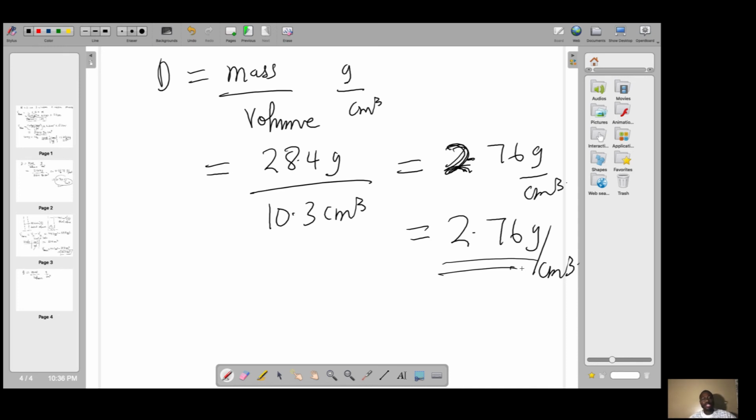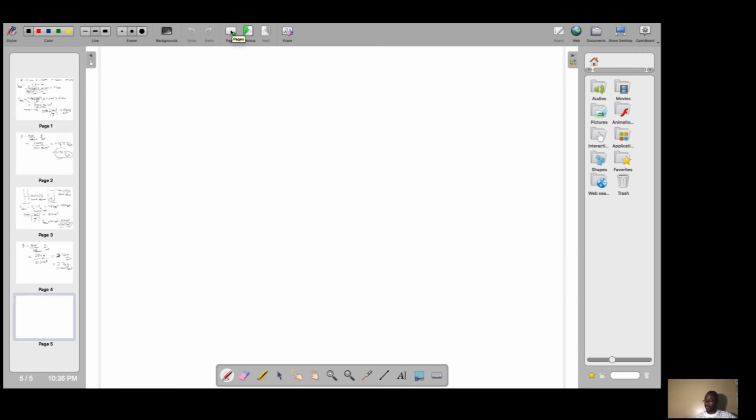So this is solving numerical problems involving density. But sometimes some density problems ask you conceptual questions. So let's try to look at these questions. But before that, let's look at how to manipulate the density equation. So we want to apply some algebra here.